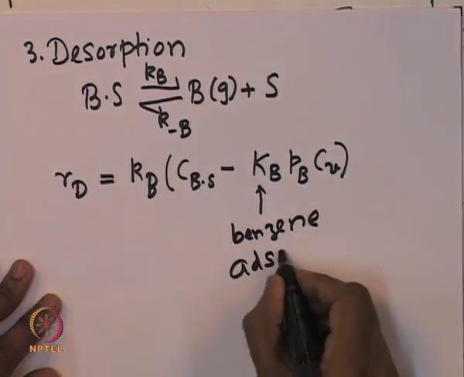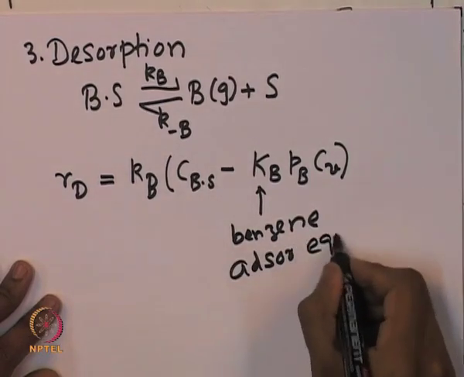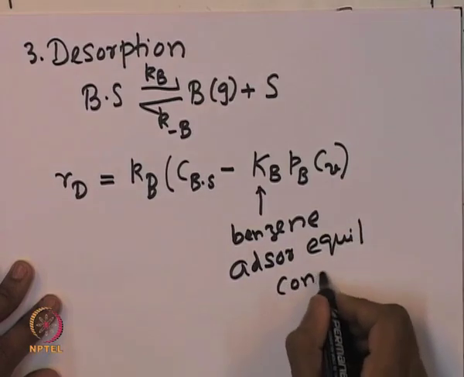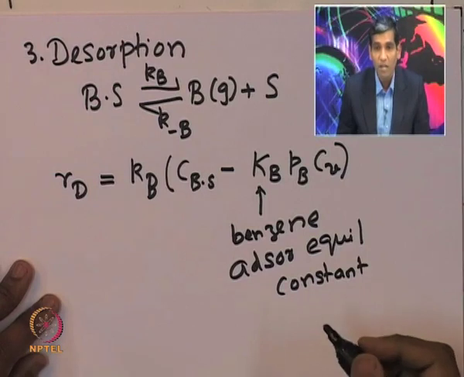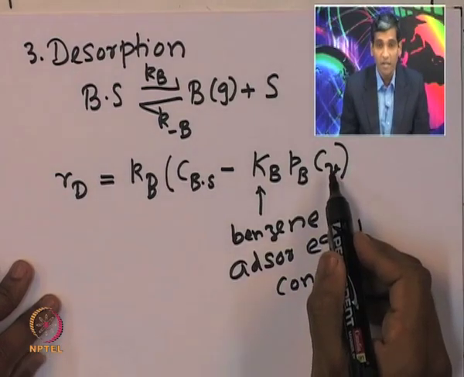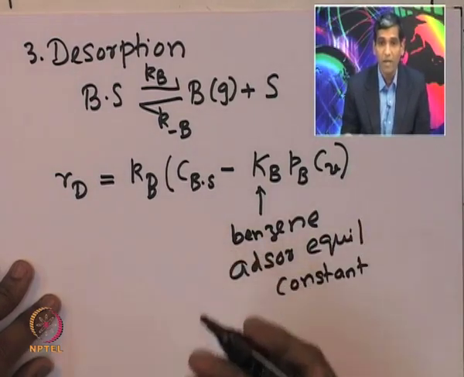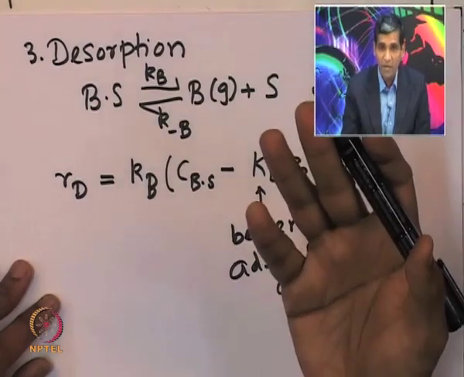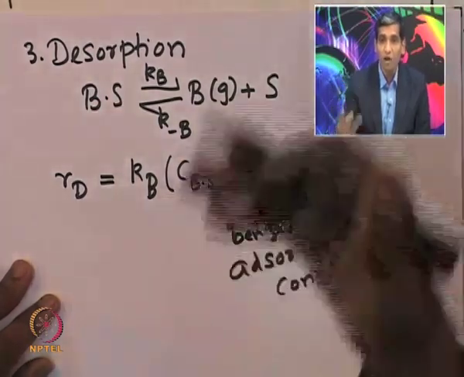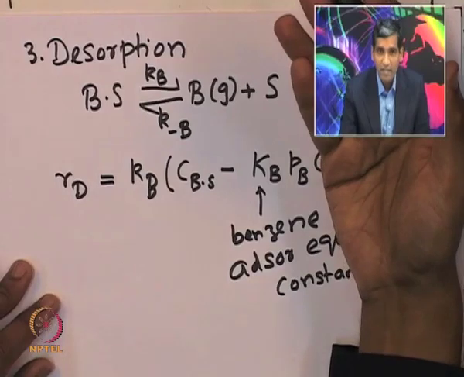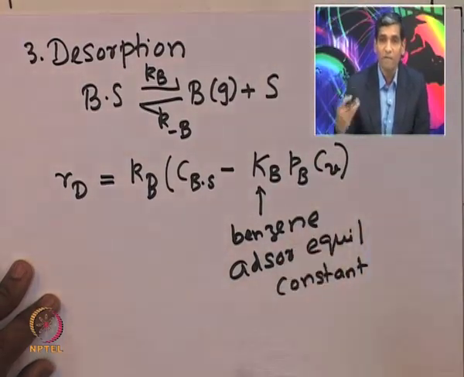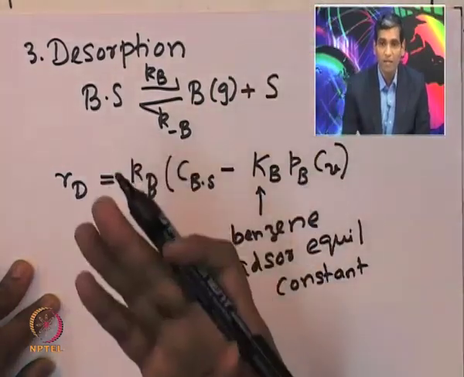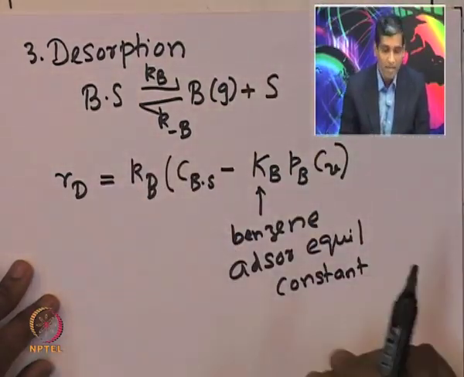Here Kb corresponds to the benzene adsorption equilibrium constant, and Cv corresponds to the concentration of the vacant site. Remember that the reverse reaction is where the benzene in the gas phase can go and adsorb onto the vacant catalyst site, and therefore Kb Pb into Cv tells you the rate at which the free benzene available in the gas phase gets adsorbed onto the catalyst surface.